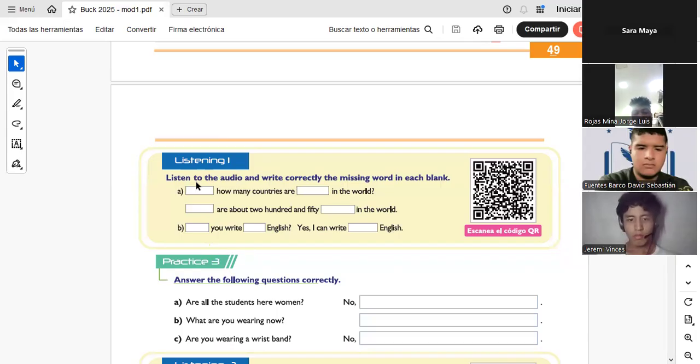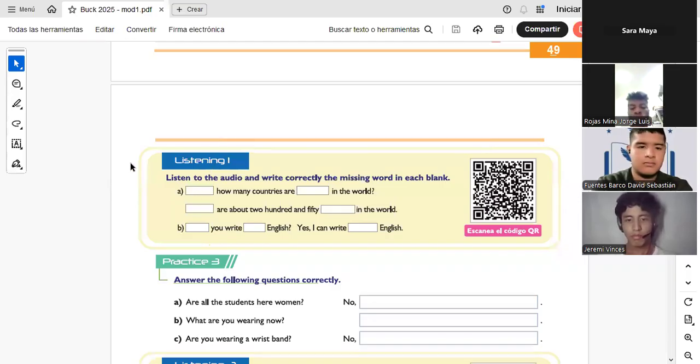Okay, so who's my first volunteer? Jeremy Vinces. And about how many countries are... just the first blank. Okay, so I can make another student participate. Okay, so the first one, you're correct, Jeremy. About, that is right. About how many countries? Who is my volunteer for the second blank? I cannot write.